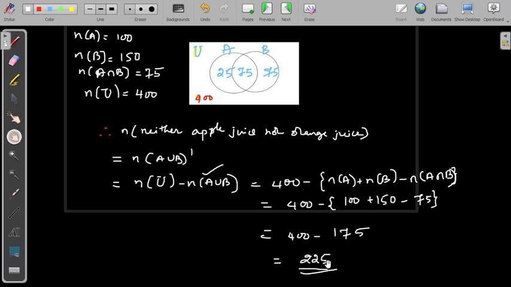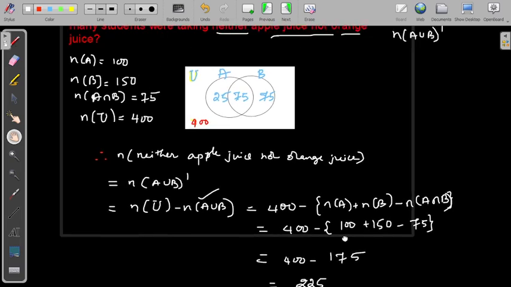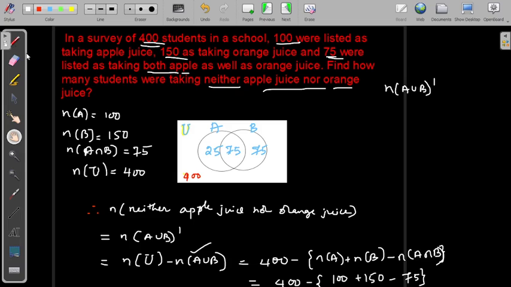225 students were taking neither apple juice nor orange juice. This is with the help of the formula. Now without using the formula, if you calculate, it's easy. N of neither apple juice nor orange juice.